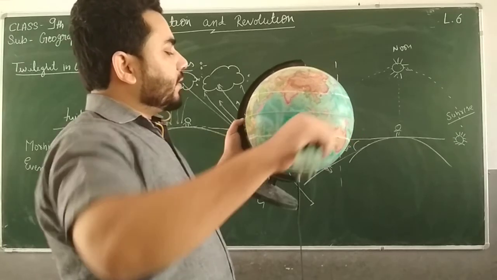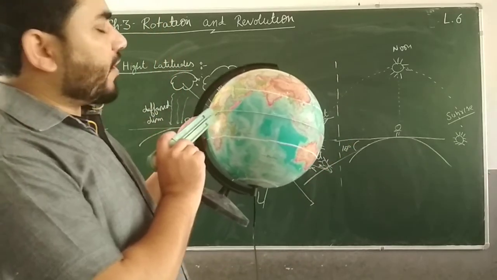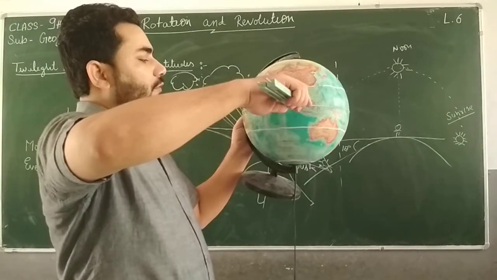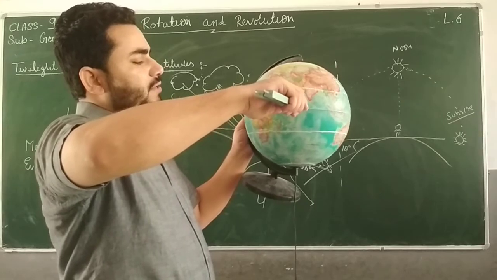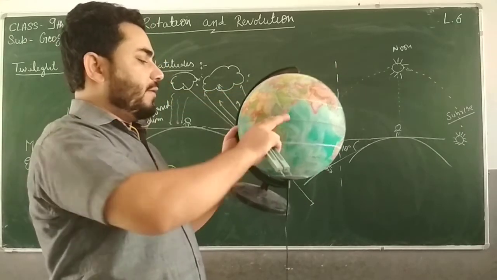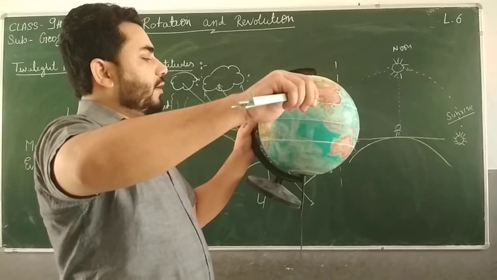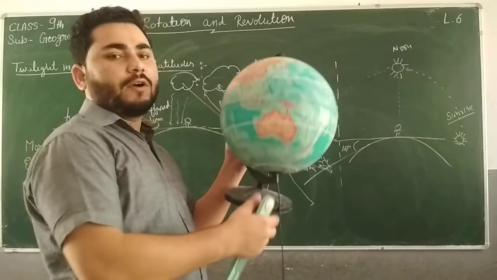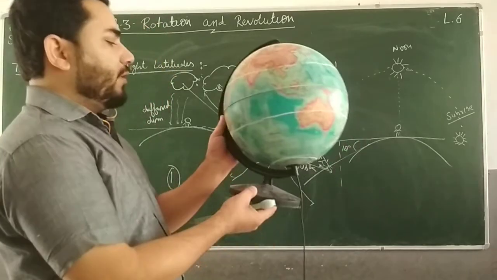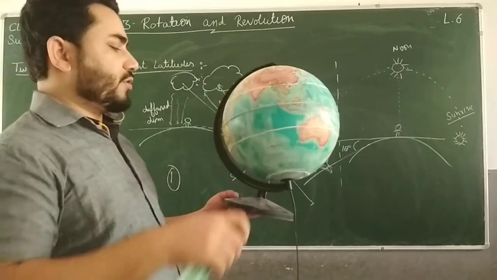But as the earth is moving very fast, the speed of rotation is very fast here, it will move very fast and come in front of the sun quickly. And because of that, the twilight will be for a very short duration.